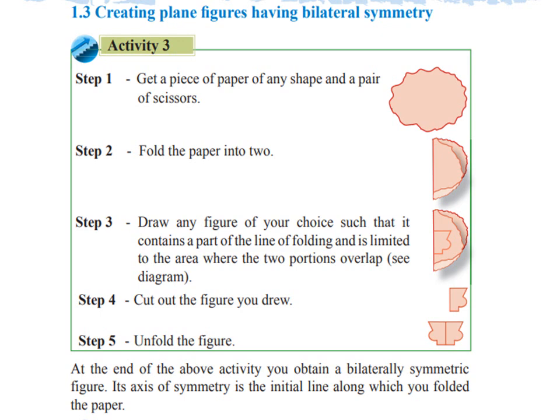In step 5 we got the vase, and in that one there was an axis of symmetry. That axis of symmetry is the line which we folded in step 2. Okay, let's go to the next slide.